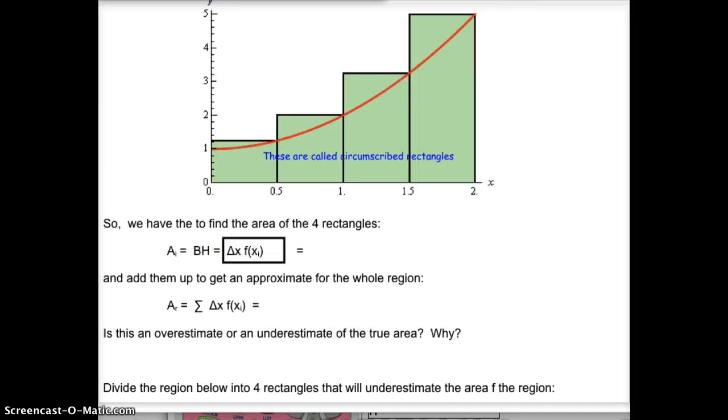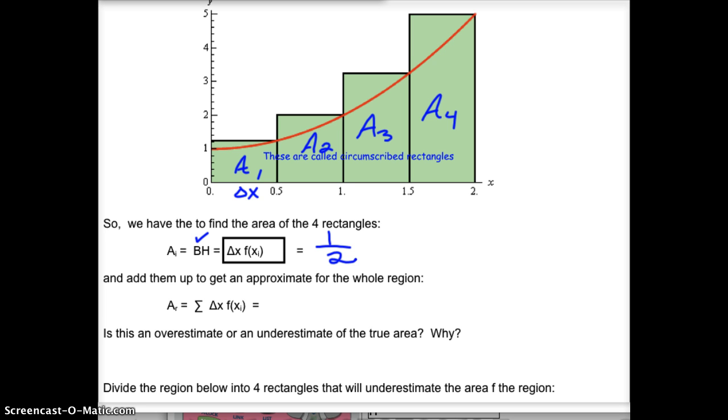So what I'm going to do here is actually find what our approximate area is. Again, I've just re-put this picture on here. So I've got my 4 rectangles, and each one of them has a base that we're calling delta x, and in this case it's a half. Remember, I took the length of the whole interval, which was 2, and I divided it into 4 pieces. If they told me to use 6 rectangles, I'd take that length of 2 and divide it into 6 pieces.